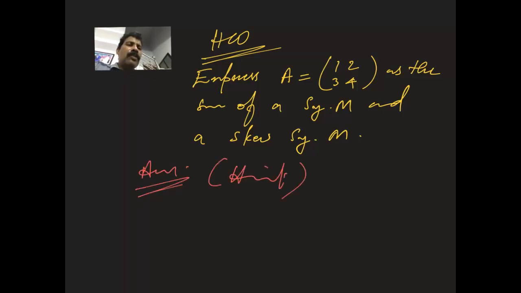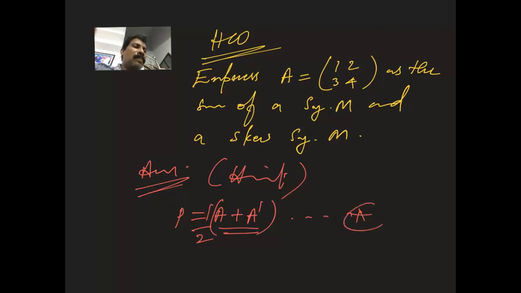You take capital P equal to A plus A dash and half of it. That is, you have to work out A plus A dash first of all, then take half of it, then call it as a star. Then you have to show that P dash is equal to P, just to show that P is a symmetric matrix. Then again, you have to take another matrix, that is half A minus A dash.